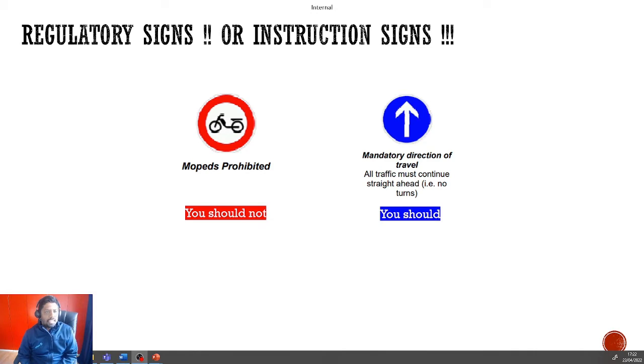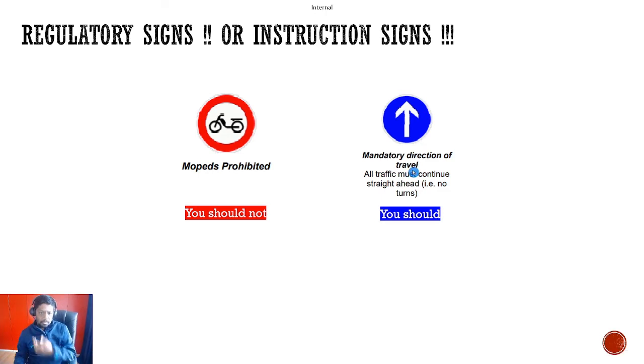Now let's look at regulatory signs or instruction signs. Just to explain what this means, I've used two examples. If you see something in a dark red bordered circle, it tells you what you should not do. And if you see something like this on a blue background, it tells you what you should do. Regulatory signs are not like the warning signs that we saw. These are mandatory orders that you must follow on the road. Now let's look at them in detail.